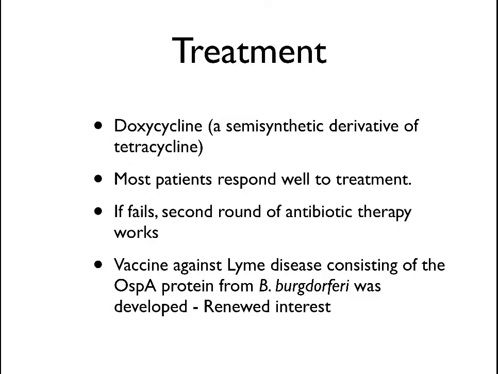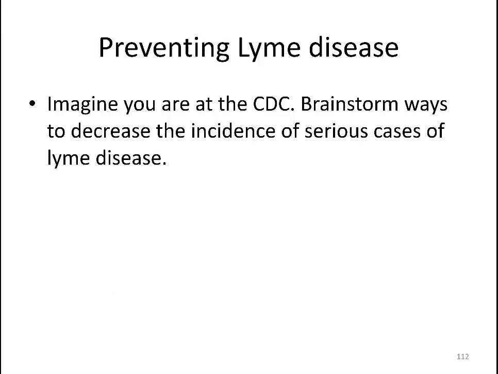A vaccine against Lyme disease consisting of the OspA protein from B. burgdorferi was developed. It really didn't succeed in the market just because at the time there wasn't that much demand, but because of the rising incidence of Lyme disease, there's a renewed interest in creating a vaccine against it.